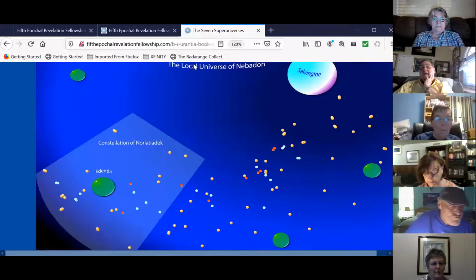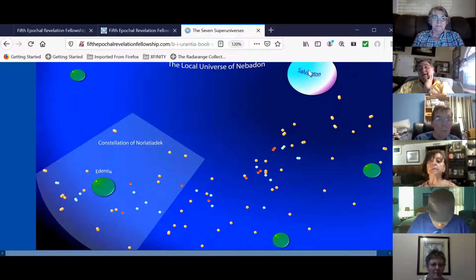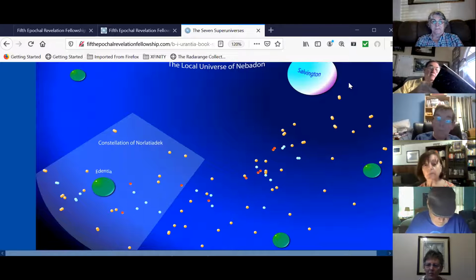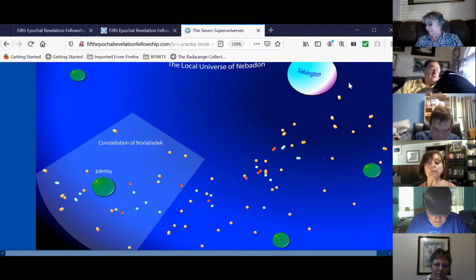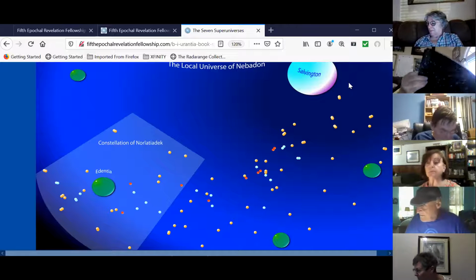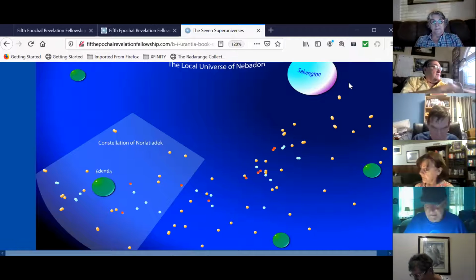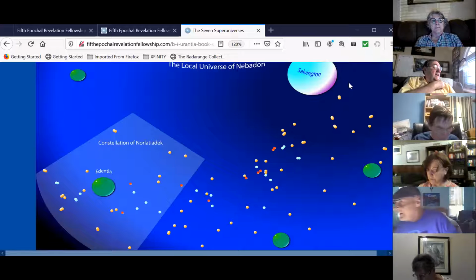Okay, so this is the local universe of Nebadon, right? The constellation of Norlatiadek. That's where we're from, right? And Salvington is the local universe headquarters, okay? And Salvington, of course, is what? An archetypal sphere. And if you look in this book again, I believe it's the Ascender's Handbook on page 4, you will see a picture of Salvington and its 70 major spheres.